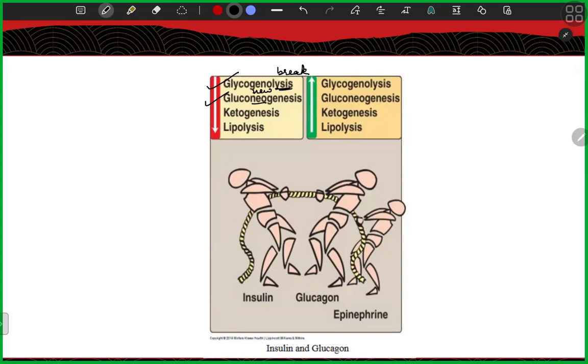Gluconeogenesis, why would you want to make new glucose? There's already glucose in your body and you're trying to store all of that. So that just does not make sense. You would decrease ketogenesis and you would decrease lipolysis because again, your fatty acids and everything is stored as TAGs, and you don't want to increase that fatty acid concentration in your blood. You want to store it. That's what insulin does. It stores and it's anabolic.